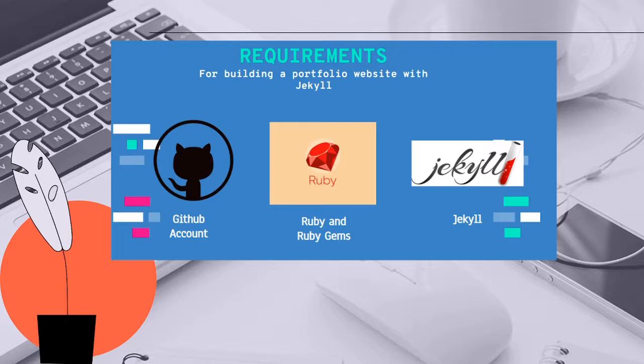Second of all, we need Ruby and RubyGems, which is a programming language that will let us edit and run Jekyll. And then lastly, we have Jekyll, which is a static site generator. This is the tool that we're going to use to edit and customize our website.